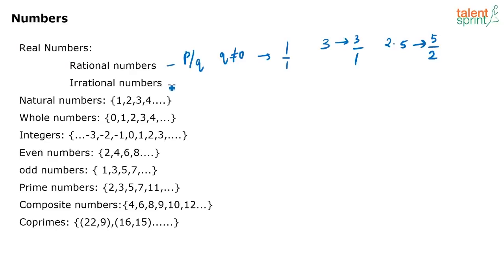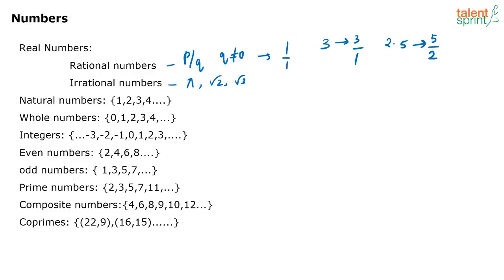So what are irrational numbers? Numbers which cannot be represented in this form are called irrational numbers. For example, you have numbers like pi, then root 2, root 3, etc. Such numbers, generally non-terminating decimals, are called irrational numbers because you cannot represent them in this form.